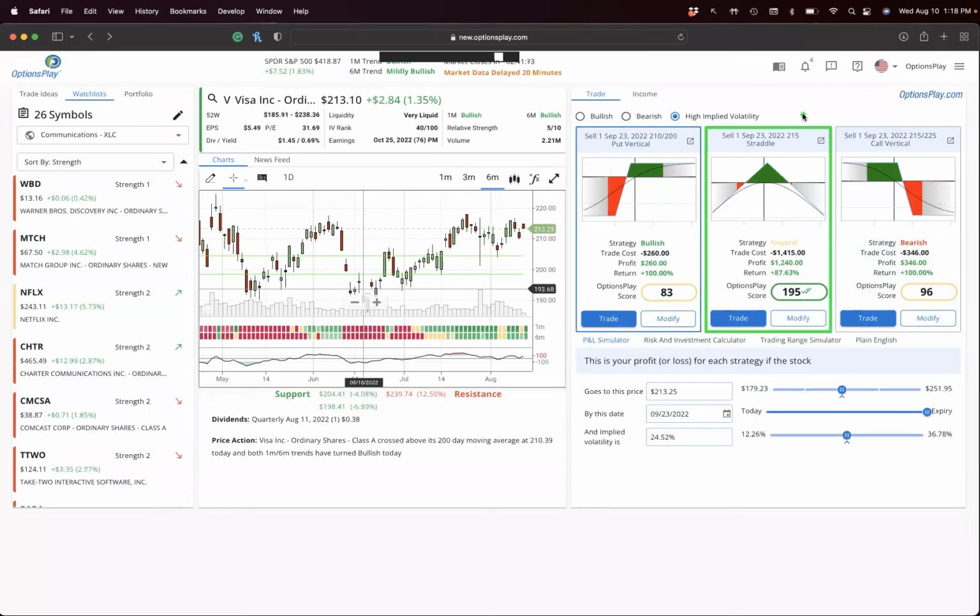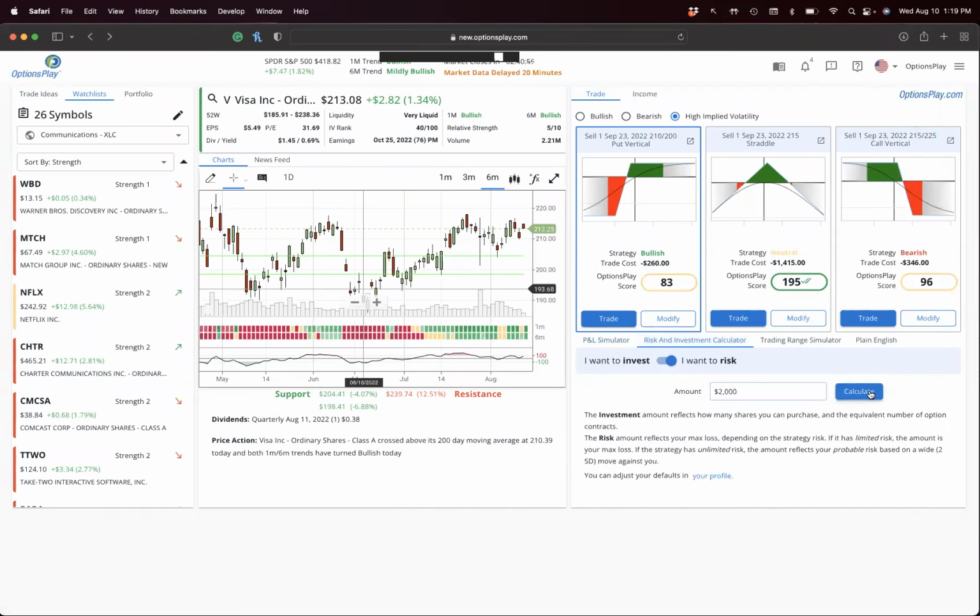So these are strategies that you want to use when the IV rank is above 50. Now that's a general rule of thumb. You can use credit spreads at times when IV rank is below 50. You can also use it when it's above 50, but many people like to use it when IV rank tends to be higher. And these strategies also automate the expiration date and the strike prices for you.